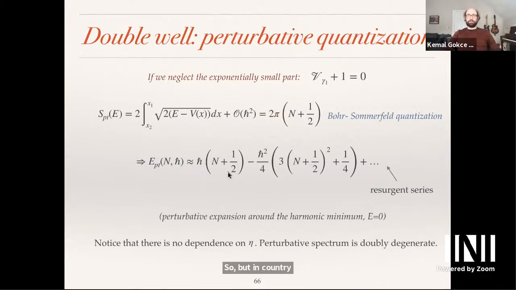In contrast with the harmonic oscillator, the higher order actions are not 0 in this case, so they do contribute. So what I have is a formal power series in h bar that also depends on my level number. Of course, at this point, I don't think you would be surprised to hear that this is an asymptotic series. It diverges and so on and so forth.